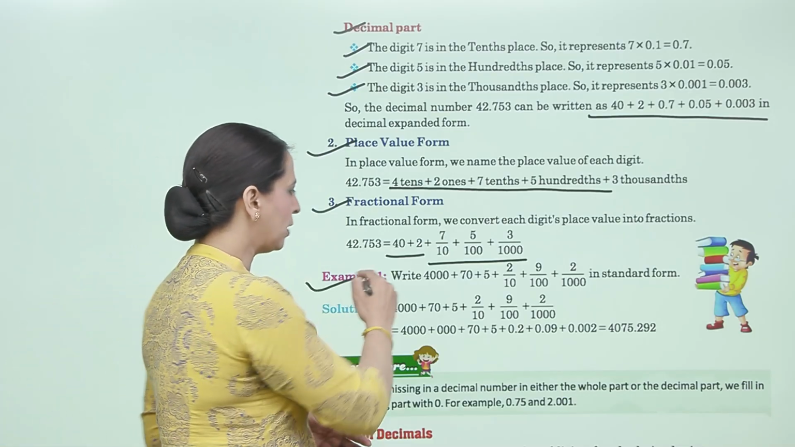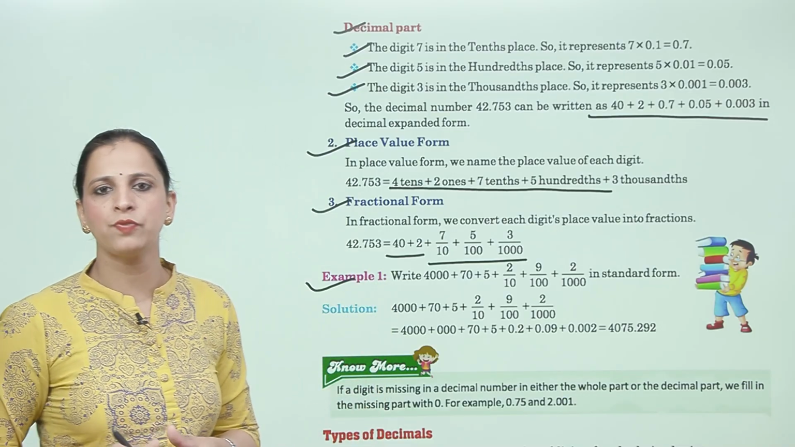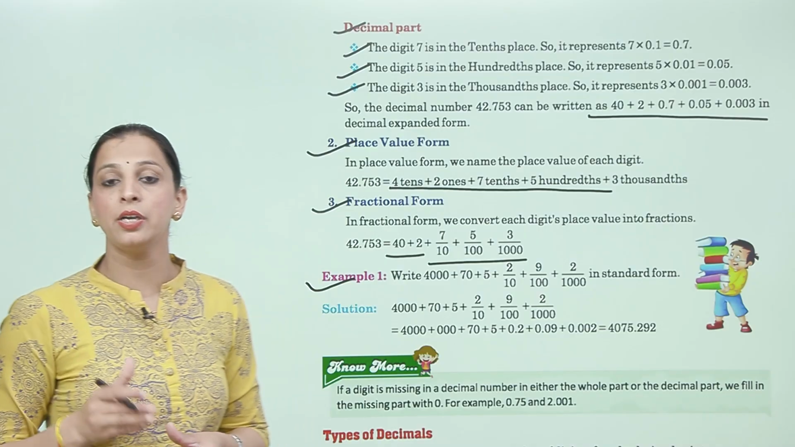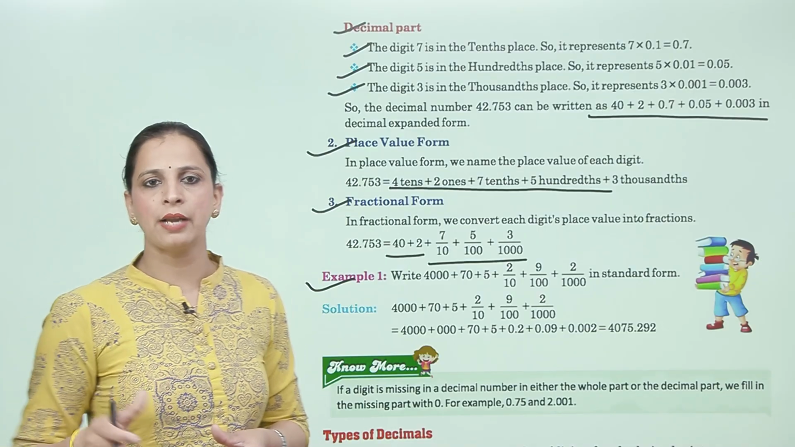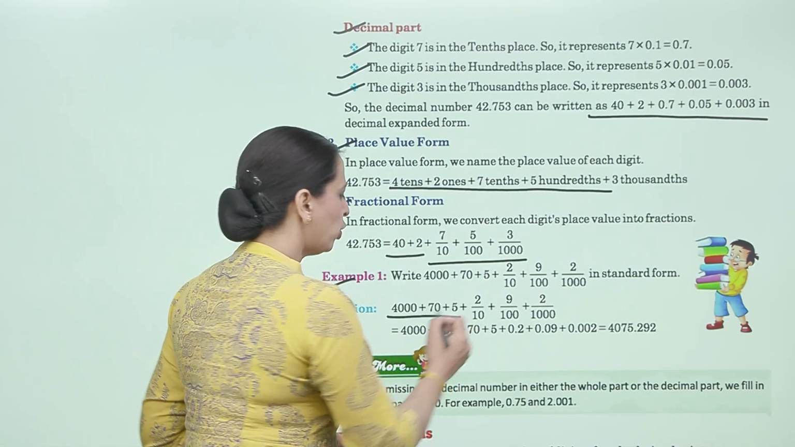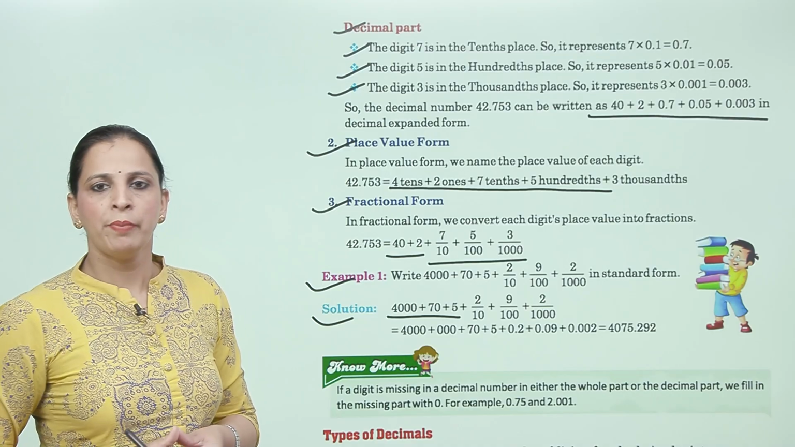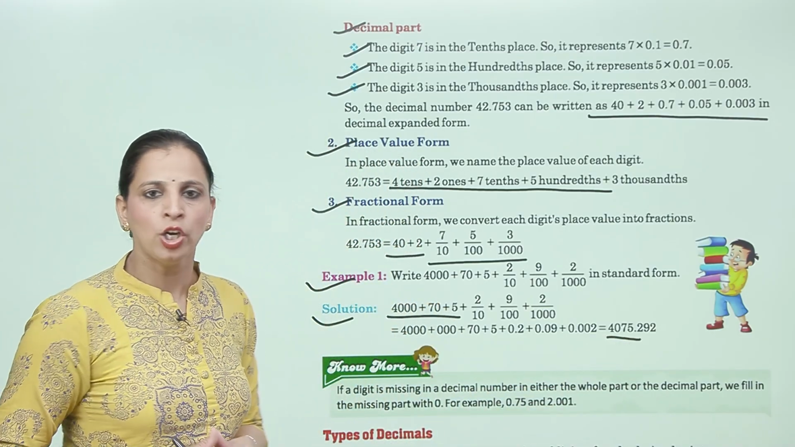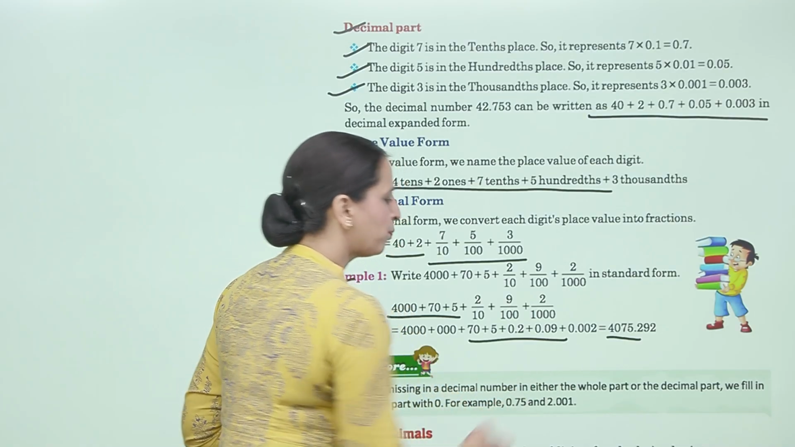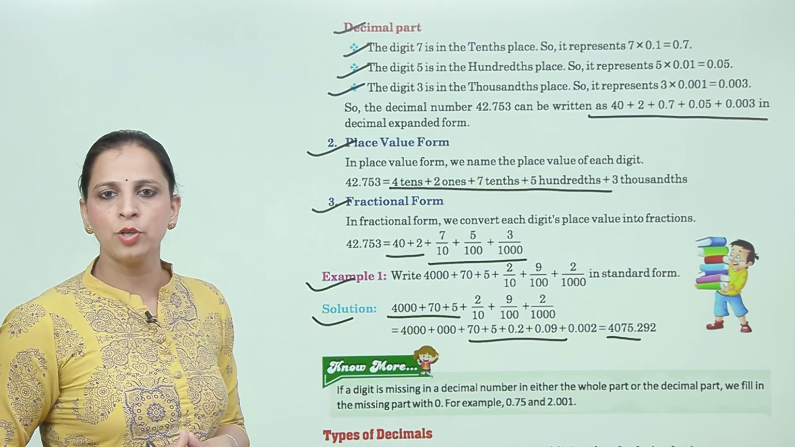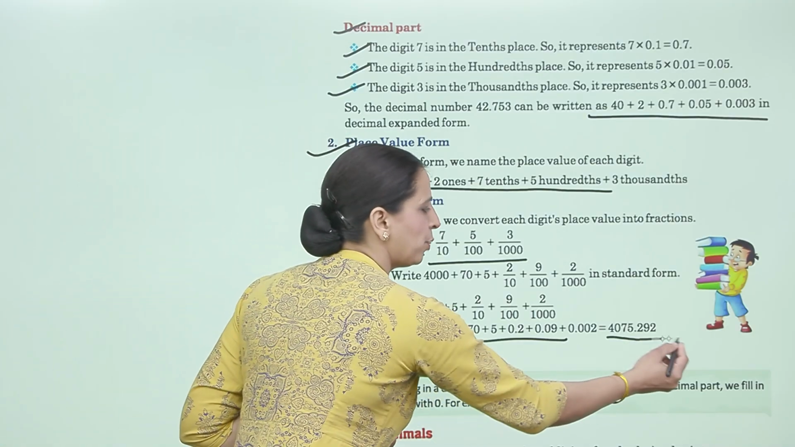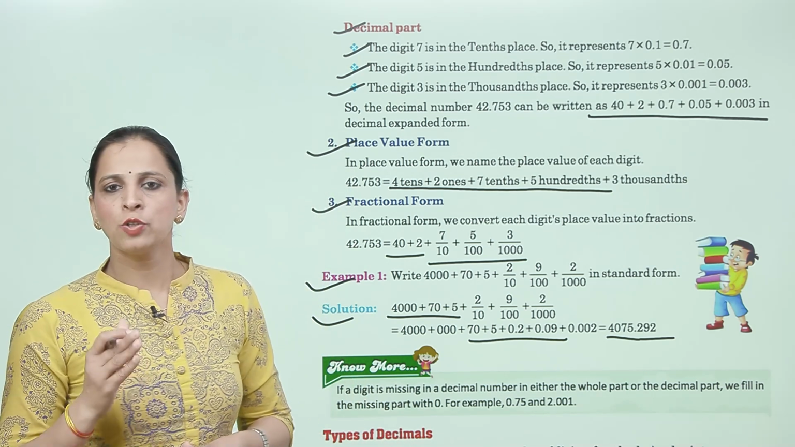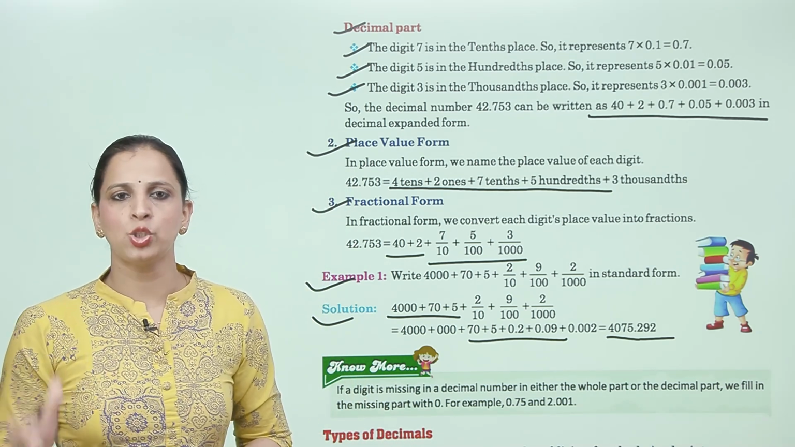Now example 1. Write 4000 plus 70 plus 5 plus 2 by 10 plus 9 by 100 plus 2 by 1000 in standard form. Solution: 4000 plus 70 plus 5 becomes 4075, and 2 by 10 is 0.2, 9 by 100 is 0.09, and 2 by 1000 is 0.009, and it becomes 4075.292.